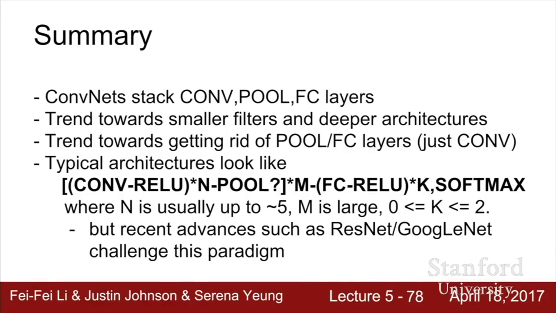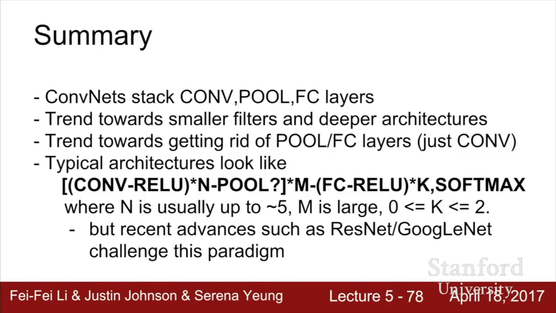Okay, so in summary, today we talked about how convolutional neural networks work, how they're basically stacks of convolutional and pooling layers, followed by fully connected layers at the end. There's been a trend towards having smaller filters and deeper architectures, so we'll talk more about case studies for some of these later on. There's also been a trend towards getting rid of these pooling and fully connected layers entirely, just having very deep networks of conv layers. Again, we'll discuss all of this later on.